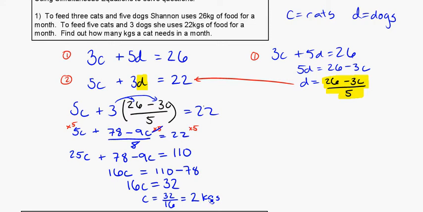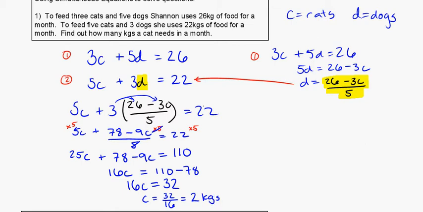So at the start I said if I'm looking for cats, I might solve for the other letter. I might solve for dogs, which in this case I did. The reason I've done that is because if I solve for d here, and I replace d in this equation, I'm left with the c's, which is what I'm looking for. So I've got cats at 2 kilograms.